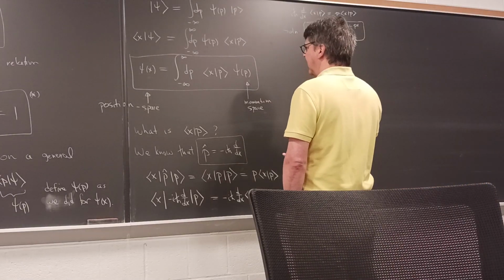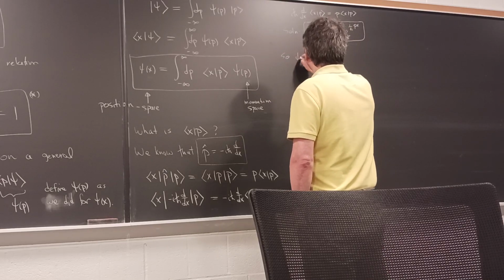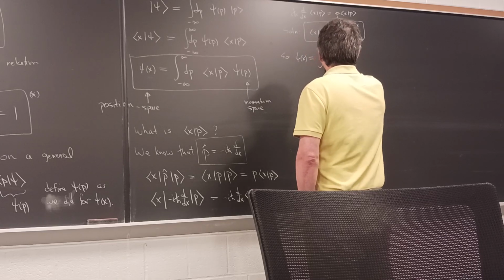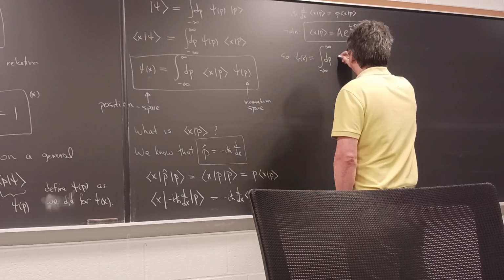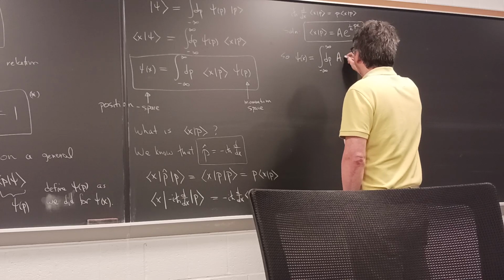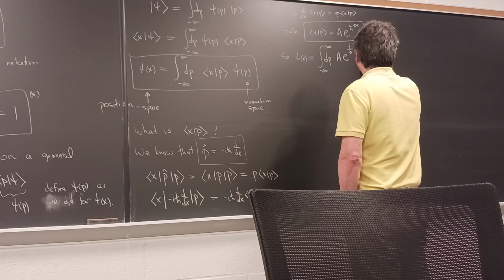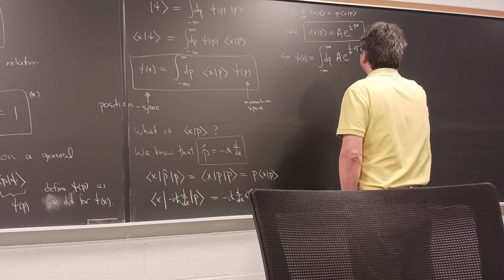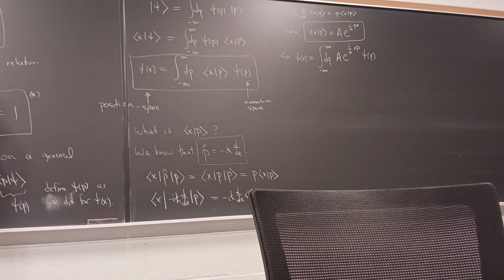Okay, so what does that mean? That means that we can write psi of x is equal to the integral dp from minus infinity to infinity of some constant A, e to the i over h bar x p times psi of p. Okay? So what's that?